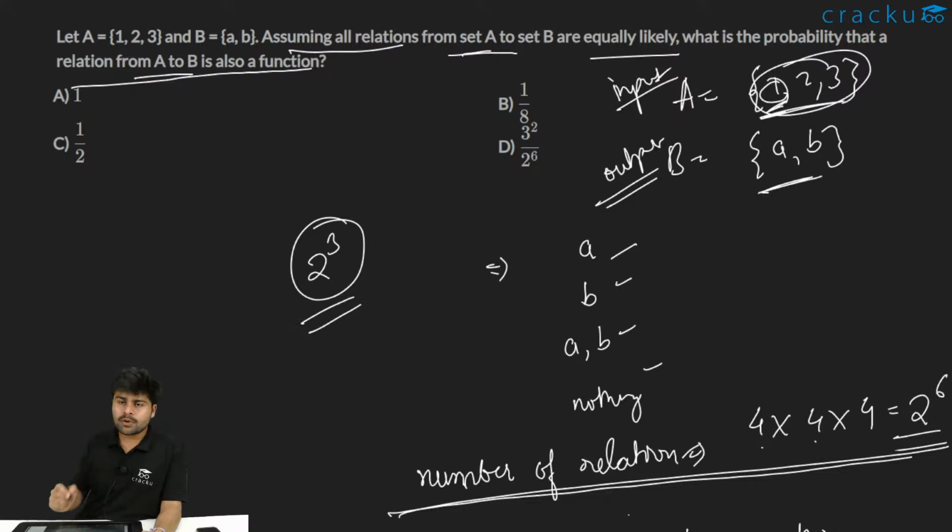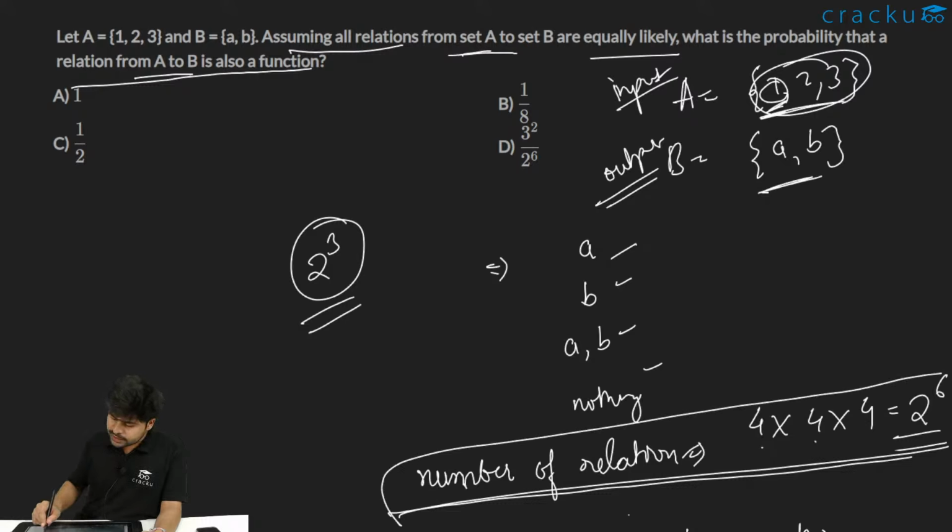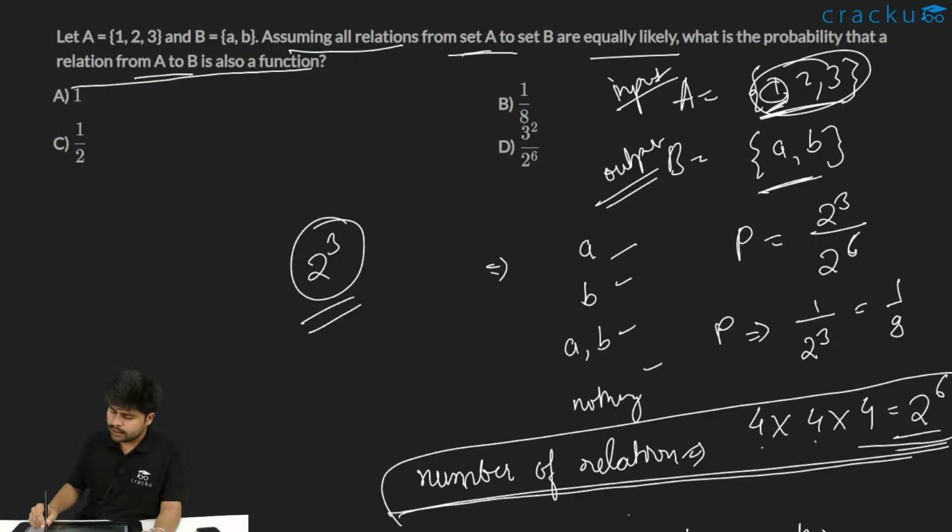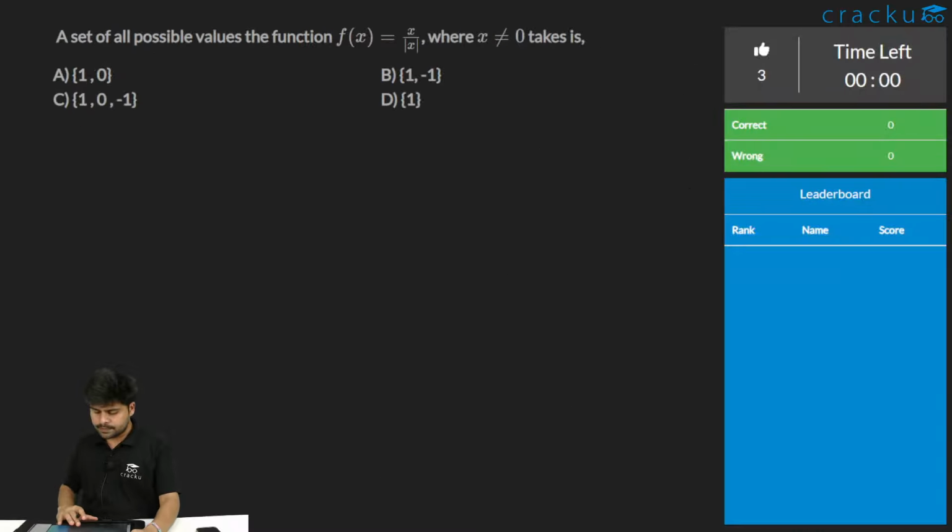There are 2 cubed functions, and the total number of relations is 2 raised to the power of 6. Since that is the case, the probability p will be 2 raised to the power 3, the number of favorable outcomes, divided by 2 raised to the power 6, the number of total outcomes. This will come out to be p equal to 1 over 2 cubed, which is 1 over 8. The correct answer is option B. Okay, let's try to solve the next one.